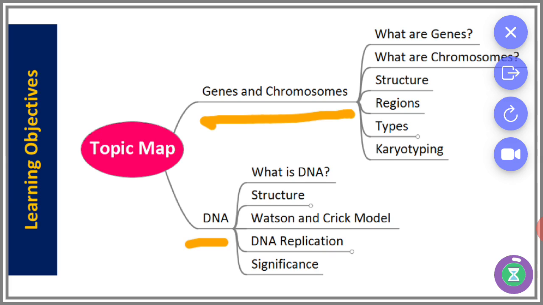Under the genes and chromosome topic, we will learn what are genes, what are chromosomes, the structure of genes and chromosomes, regions, types and karyotyping. And under structure of DNA, we will learn what is DNA and its structure, the Watson and Crick model, DNA replication and significance of DNA. These topics we are going to learn today.